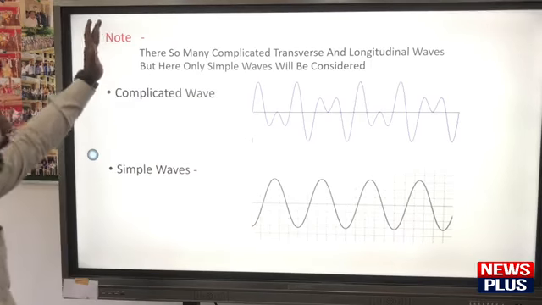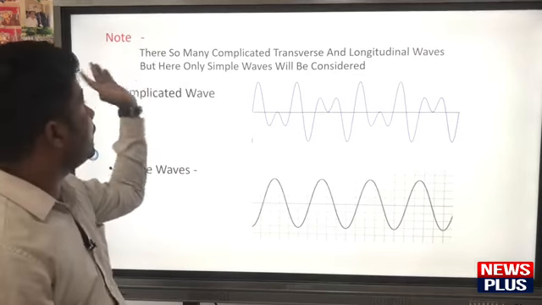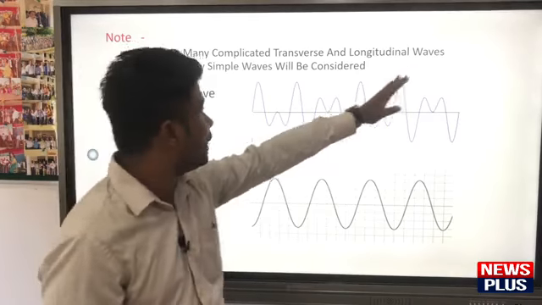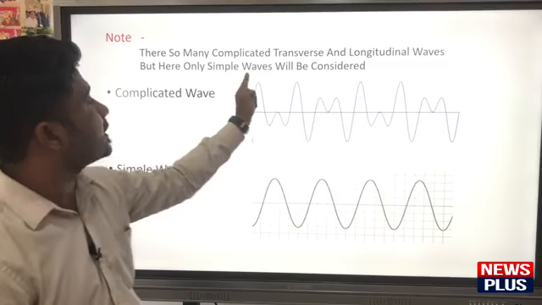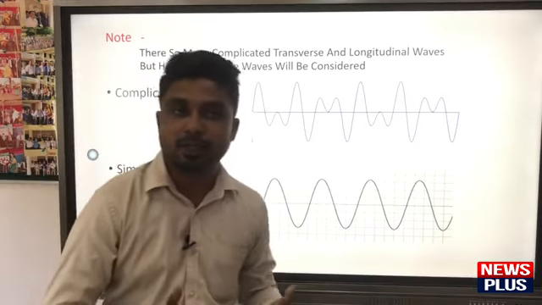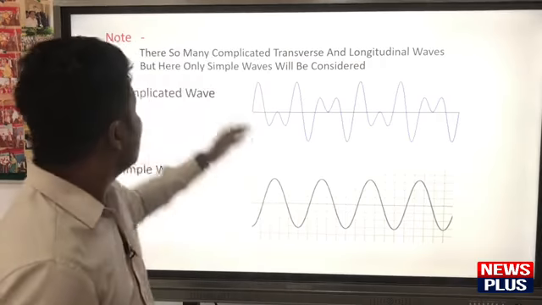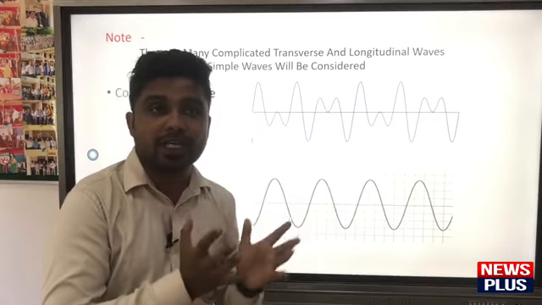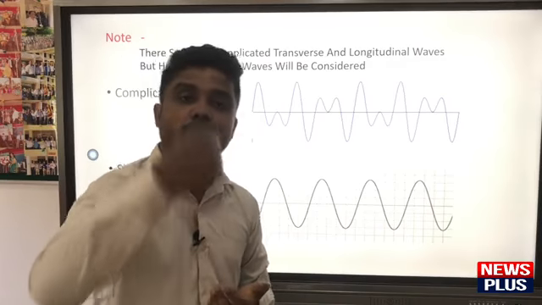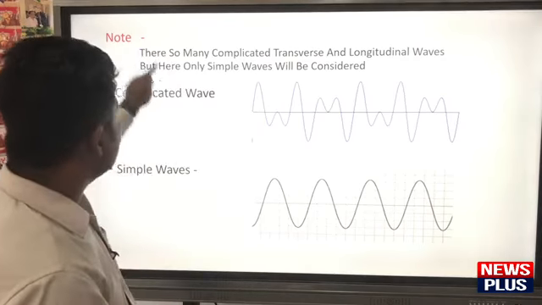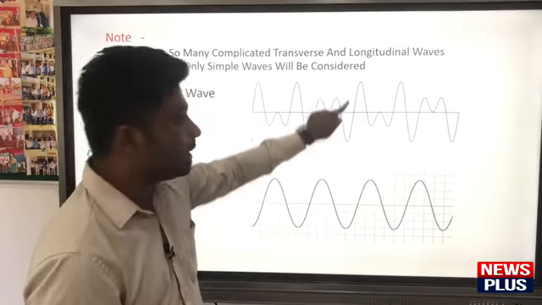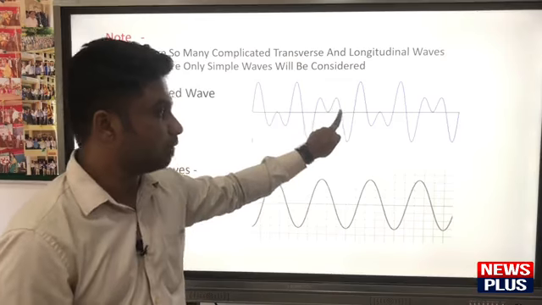If you look at another term, there are so many complicated transverse and longitudinal waves, but here only the simple wave will be considered. To understand this concept, we'll be looking at that. To study wave propagation and the transverse wave and longitudinal wave, in this lesson for the O-level syllabus, we will be talking about only the simple wave. This is a simple wave and this is a complicated wave.